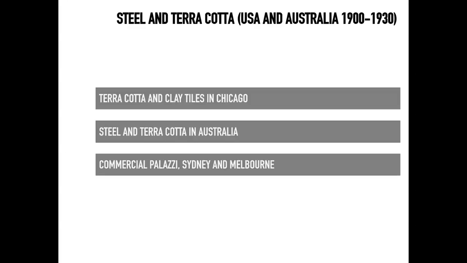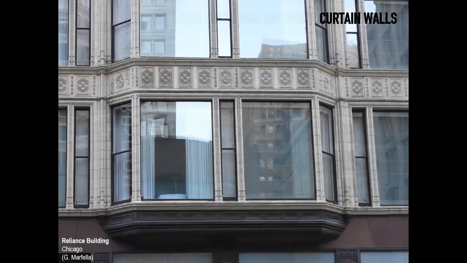So we'll start in Chicago, but then we'll see how that model wasn't an isolated case, and not only was very influential in North America, but it also became very important for Australia, particularly in the first half of the 1900s.